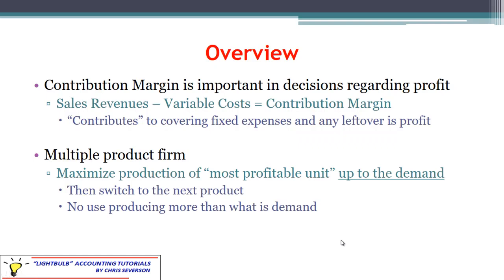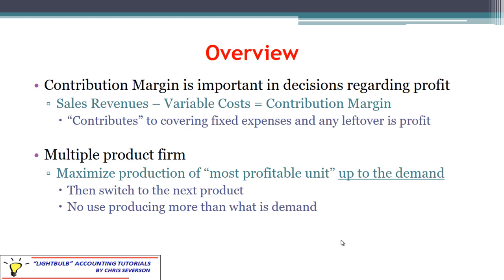So as an overview, we have to revisit the concept of contribution margin. We've talked about this in other videos with our CVP analysis. But the contribution margin is very important in many of these decisions regarding profitability. So remember, we take the sales revenues minus the variable costs, and this gives us contribution margin. That concept of contribution margin is telling us that these costs contribute to covering fixed expenses first, and then any leftover contribution margin is considered profit.